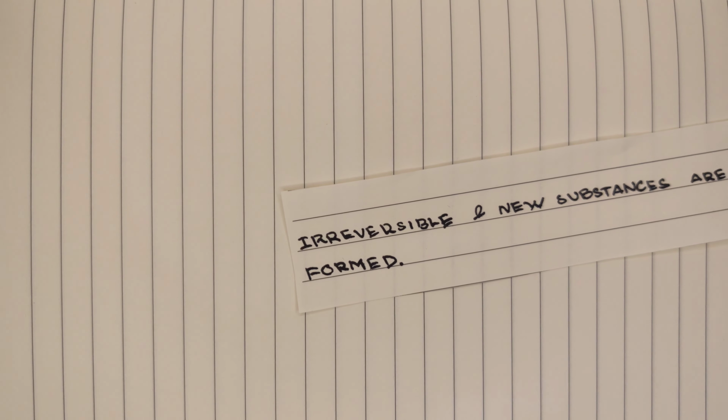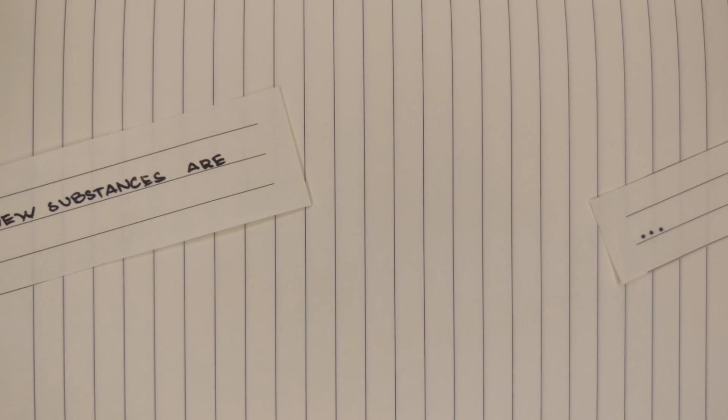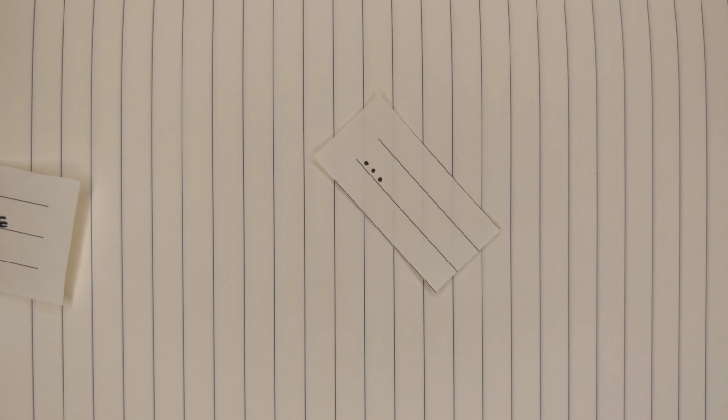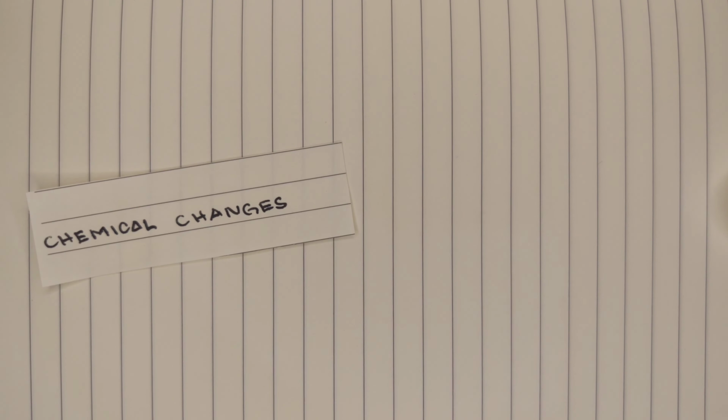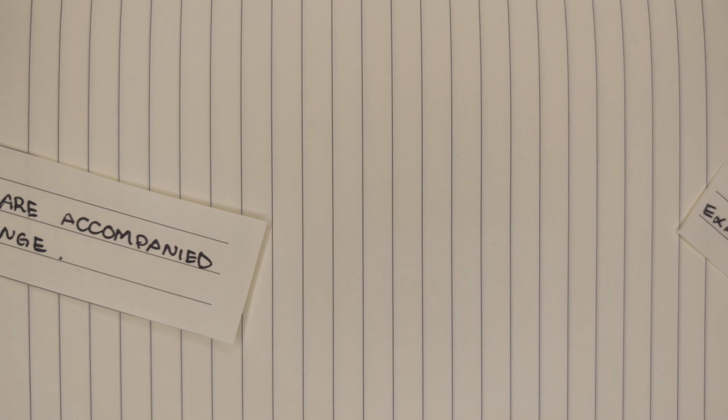Now, let's move on to the other type of property change. This change of property can be identified if it's irreversible or if new substances are formed. So, ask yourself to know what type of change it is. Is it irreversible? Does it form a new substance? If your answer to both of these is yes, then it is a chemical change. Also remember that all chemical changes are accompanied by a physical change.